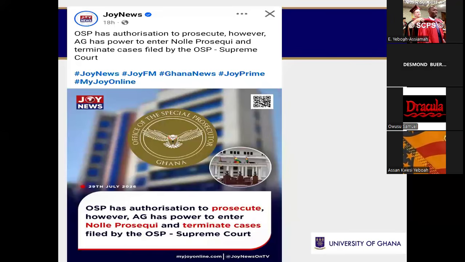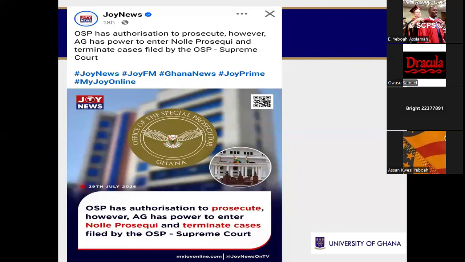It happened yesterday. The doom that we feared came yesterday. Now the court has ruled that even any case that the OSP is prosecuting, the Attorney General can just cancel it. It can just terminate any case that the special prosecutor will initiate. Therefore, what is the essence of the OSP? Then we should just allow the AG to be doing whatever it wants. So if I want to prosecute a case involving, let's say, Owusu Samuel, and then Samuel happens to be in the good books of the government, the president will just tell the Attorney General, go to court and terminate the case involving Owusu Samuel. Then what are we doing to ourselves, my dear friends?